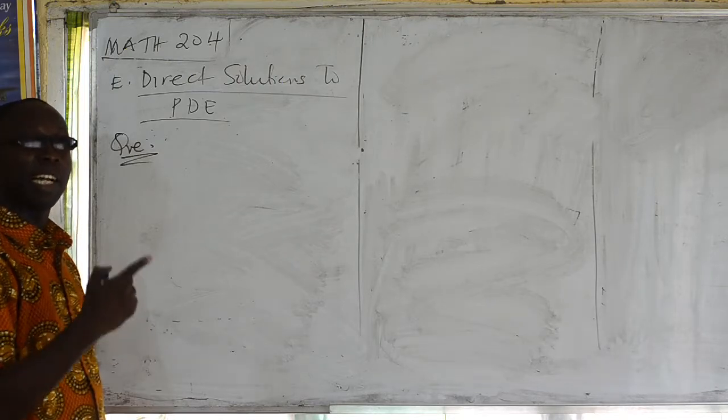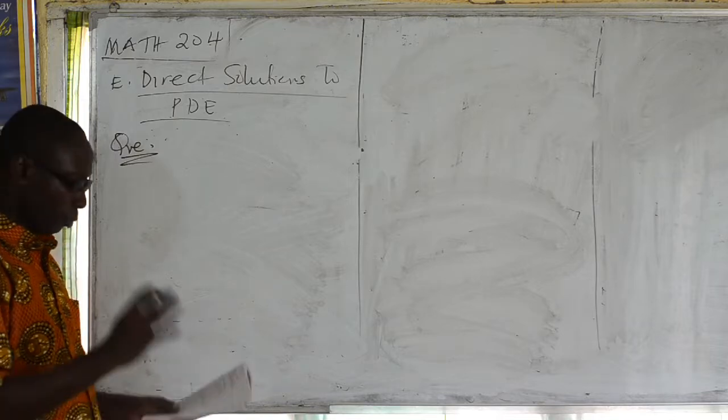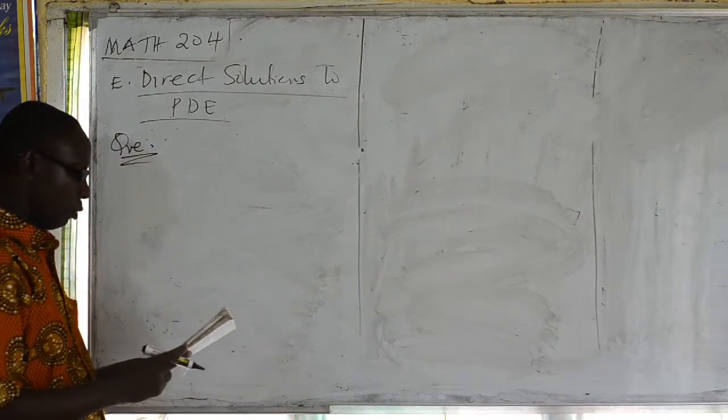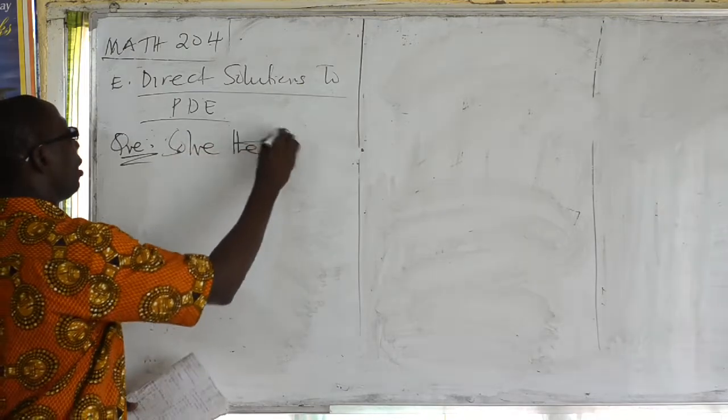P is partial Z with respect to X. Q is partial Z with respect to Y, in that order. So don't forget them. They are not variables. So solve the following.